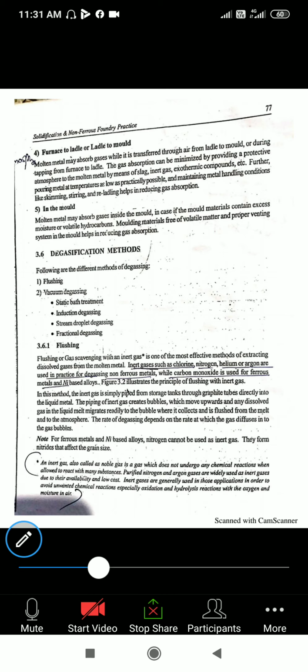Flushing is inert gas degassing. Flushing is a degassing method in which inert gases such as chlorine, nitrogen, helium and argon are used for degassing non-ferrous metals, while carbon monoxide is used for ferrous metals.